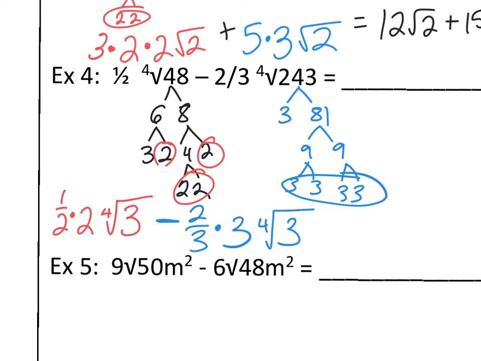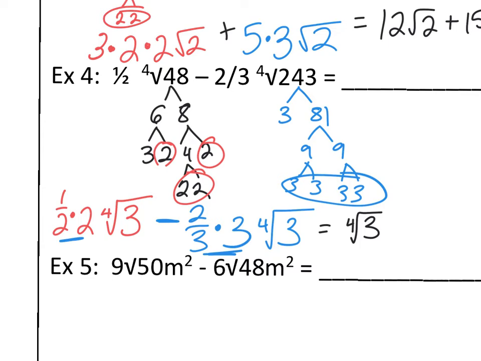Okay, before we subtract, we've got to multiply first. Okay, so we've got to simplify those coefficients. 1/2 times 2, 1. Do I need to write 1/4 root of 3? Or can I just write 4th root of 3? Okay, if you wrote the 1 out here, I'm not going to count it wrong. But just know that you don't have to write the 1.